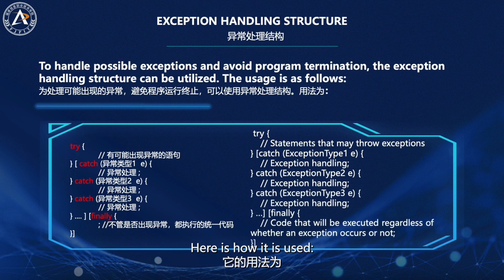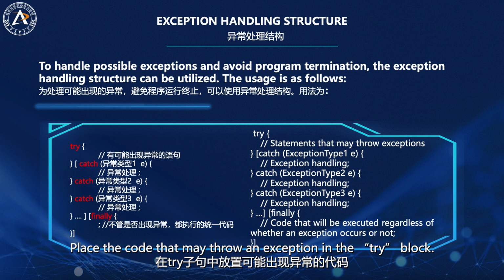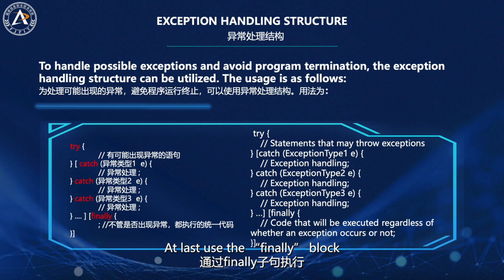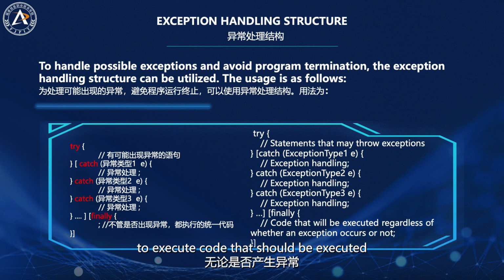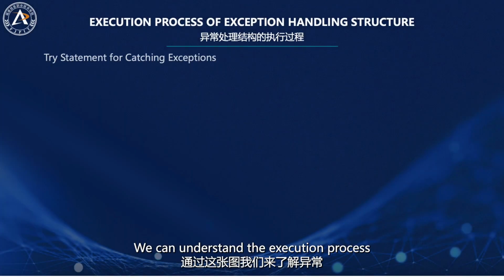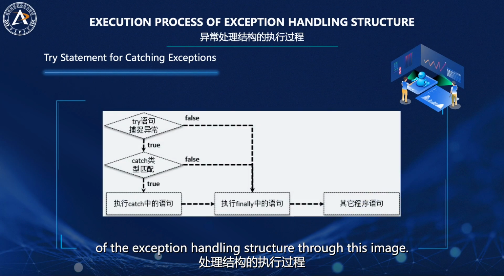Here is how it is used. Place the code that may throw an exception in the try block. Use multiple catch blocks to catch and handle specific exceptions. At last, use the finally block to execute code that should be executed regardless of whether an exception occurs. We can understand the execution process of the exception handling structure through this image.